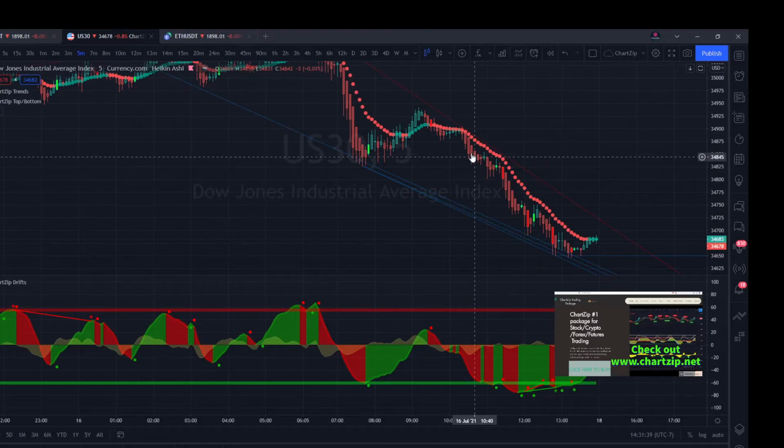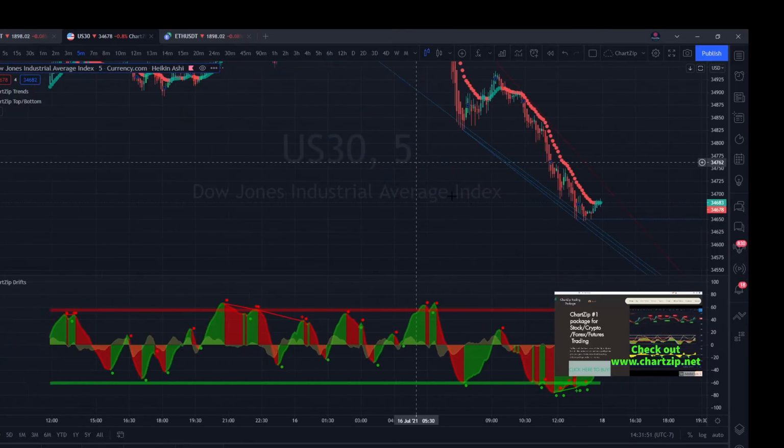What's good about this indicator is it's really good for trending. Because most indicators would say buy right here or buy right here, but it's still going down, you know? So you can just ride out these big waves using ChartZip Trends.